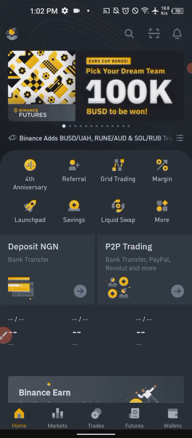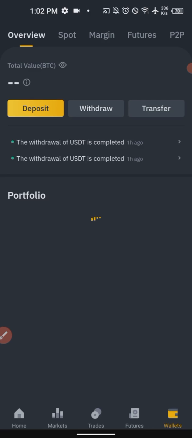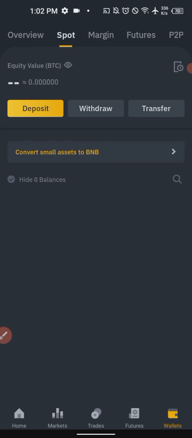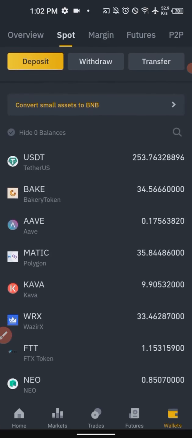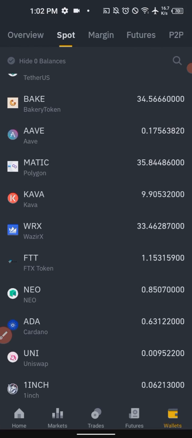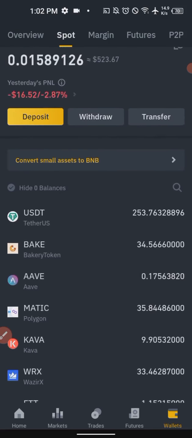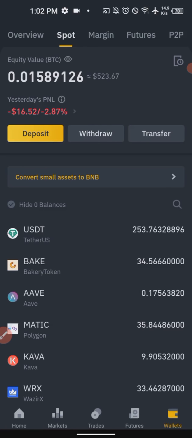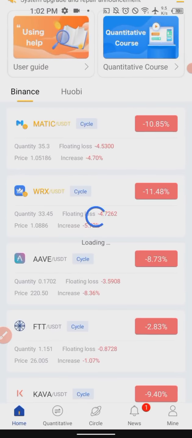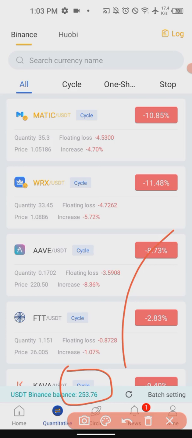So the bot is linked to my Binance. Everything I'm trading on the bot, once I pick a trade on the bot, it takes effect in my Binance. So we can see Aave, FTT, WRX, and Matic. You can see them here. Now let us even look at my balance in USDT. I still have like 253 USDT, which has not been utilized yet by the bot. So let us come to the bot and see here in quantitative. You can see it's still the same thing, 253 USDT.